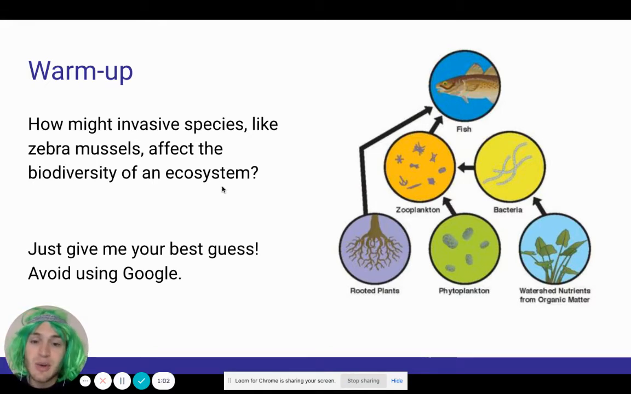Today, I want to know, how might invasive species like zebra mussels affect the biodiversity of an ecosystem? Is the biodiversity going to go up? Is it going to go down, or is it going to stay the same? So for this warm-up, just give me your best guess, and as always, avoid using Google. I just want to know what you think.